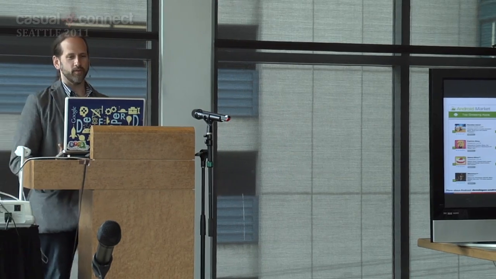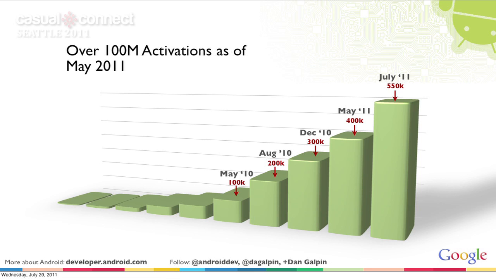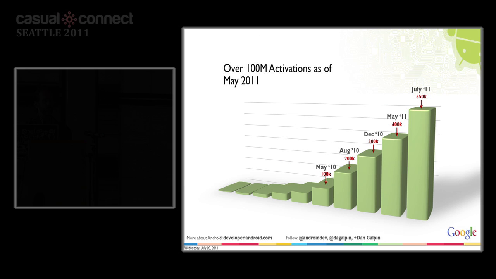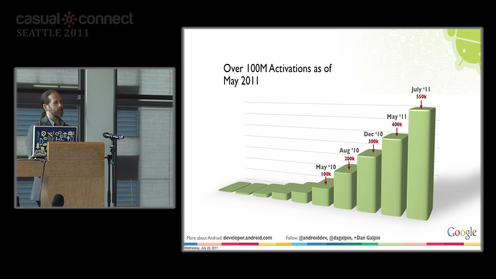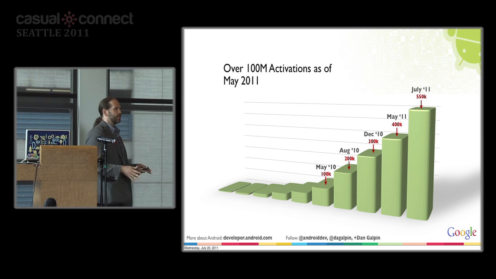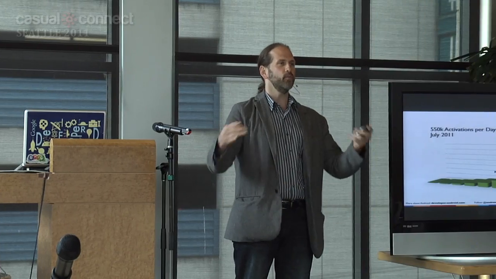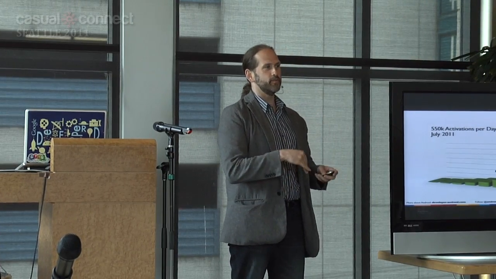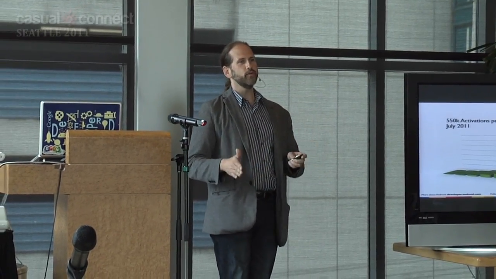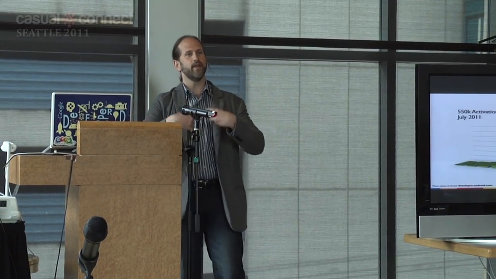And so what does this mean to you? Well, as we talked about earlier, we have seen over 100 million activations as of May when we did Google I/O. That was the last time we released that number. And of course, as of July, we're now at 550,000 activations a day. And what does that mean? That means people who've taken their phone, turned it on for the first time, and we at Google have seen it check in for the very first time. So these are real users with real devices. These are not sales into sales channels.